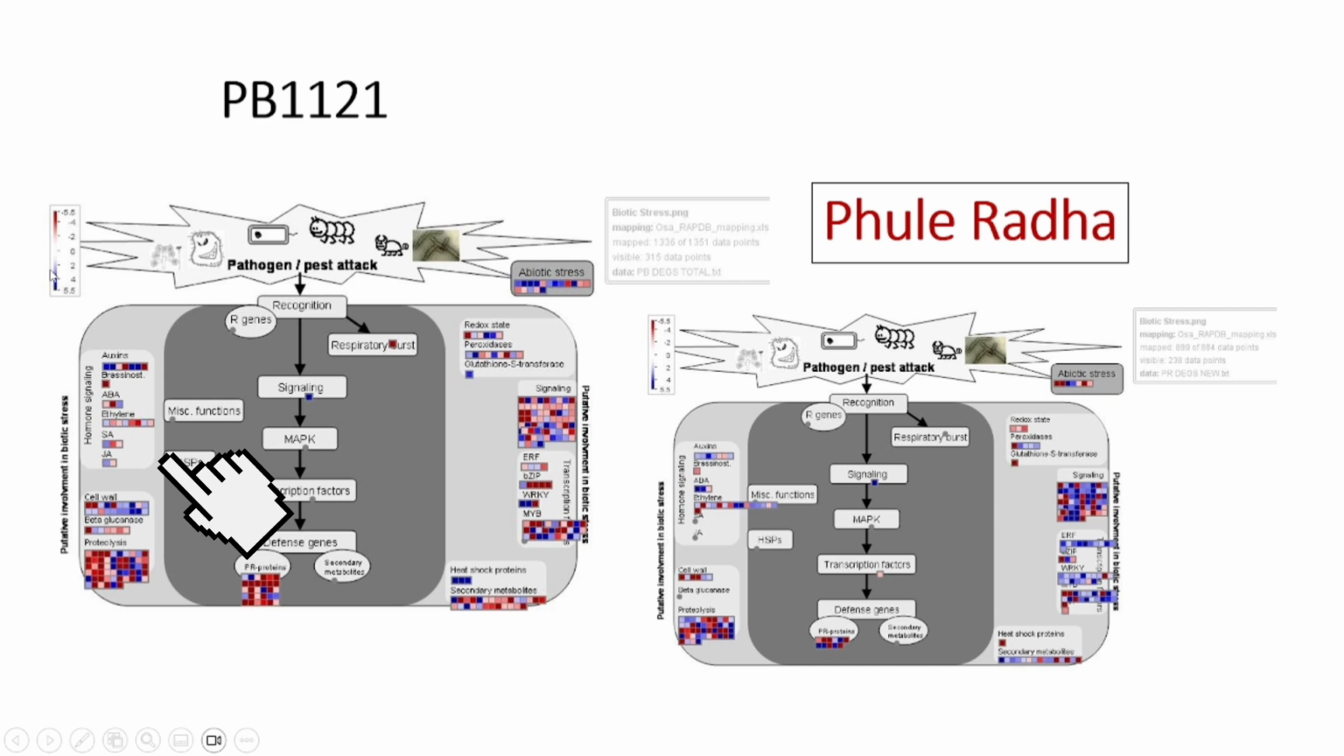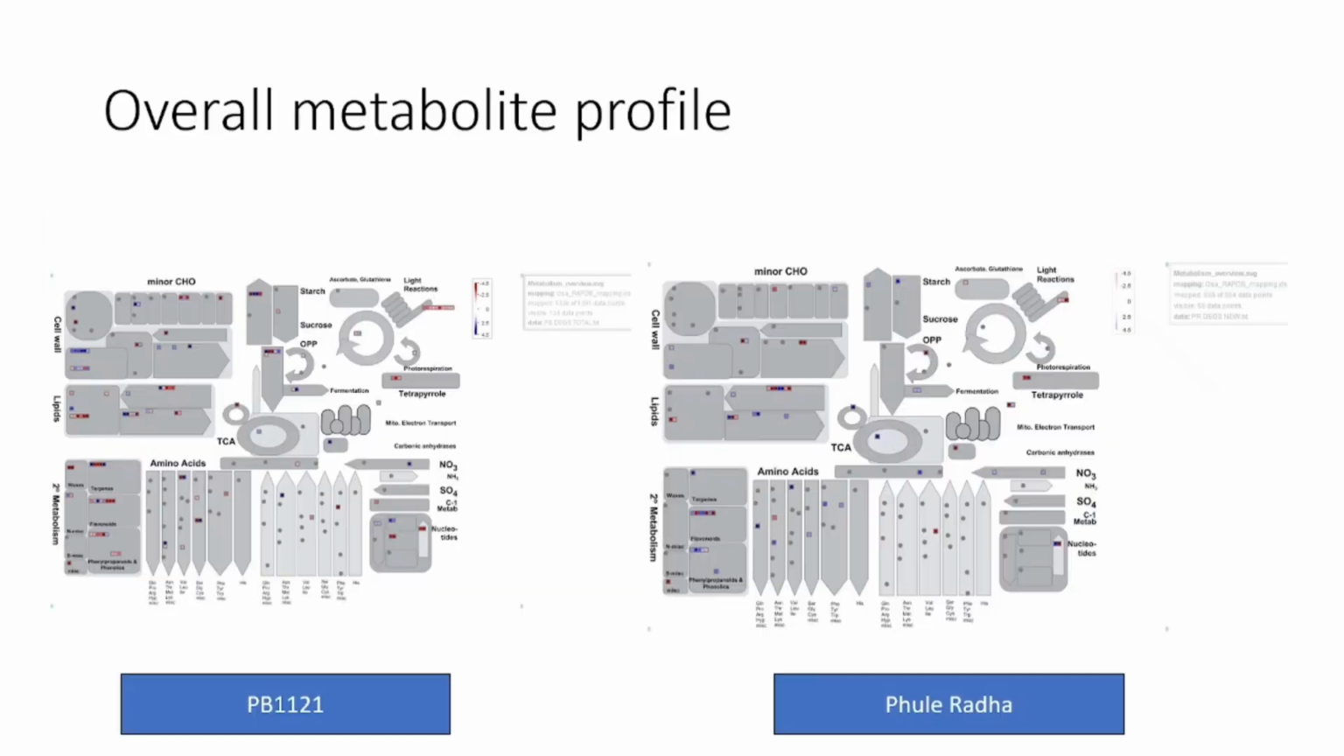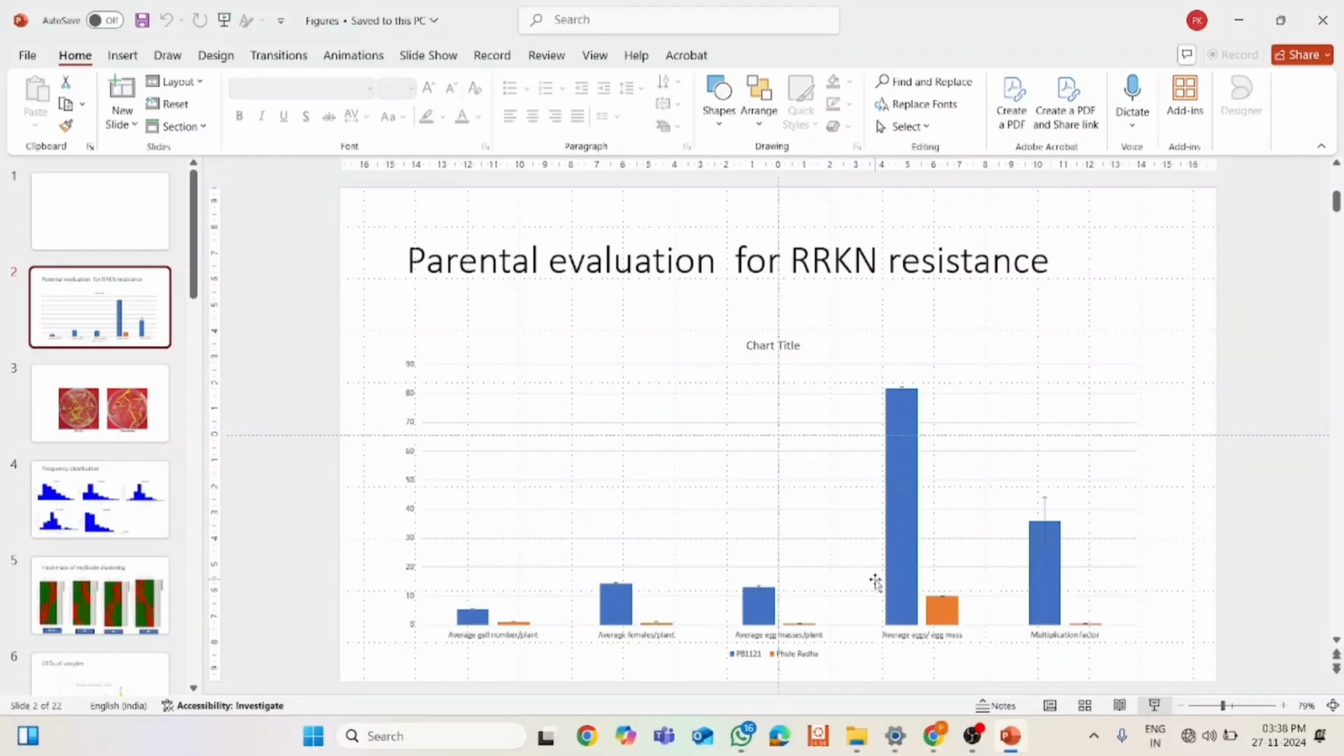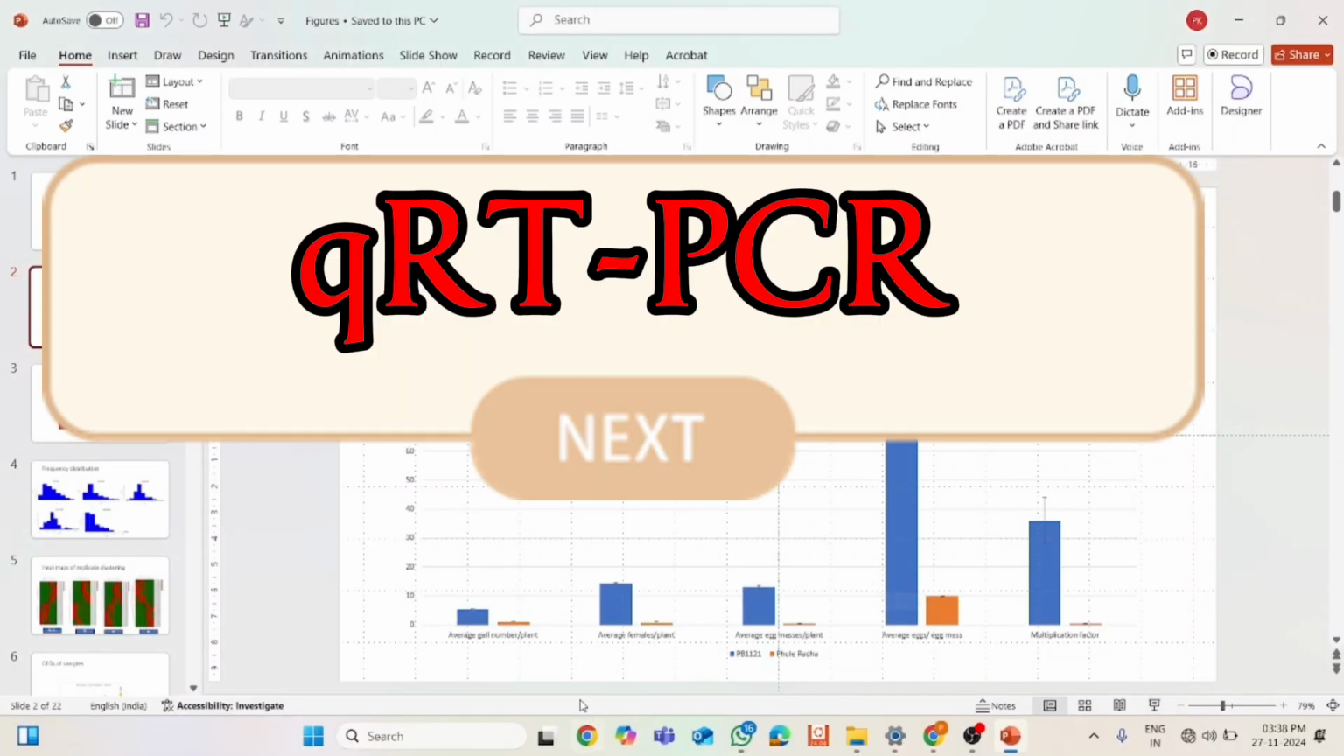Blue is downregulated, red is upregulated. Like this, we can visualize which pathways are highly differentially expressed when a particular treatment is given. This is the beauty of RNA-seq. You get a snapshot of genome-wide expression under a particular treatment. This is exactly the beauty of the metabolic profile. You can see a secondary metabolic profile on this platform. Then you have to validate your results with qRT-PCR.